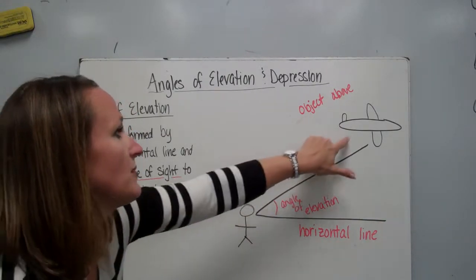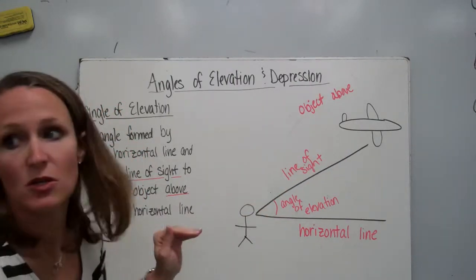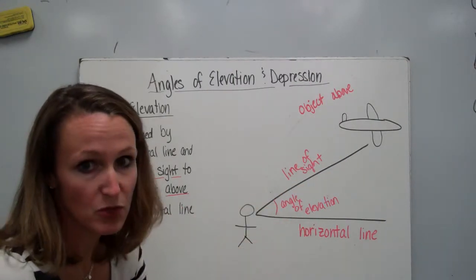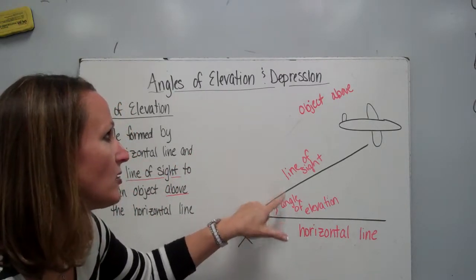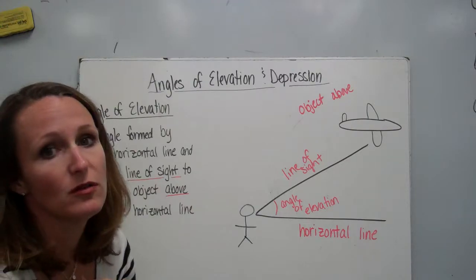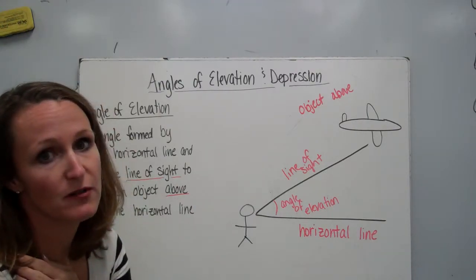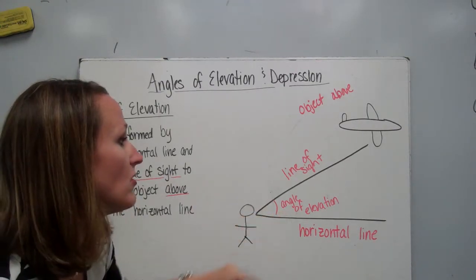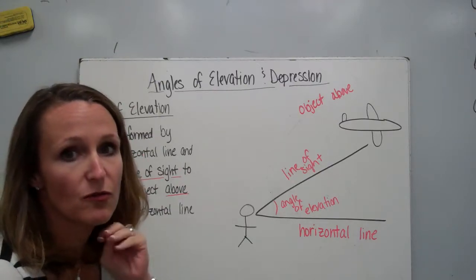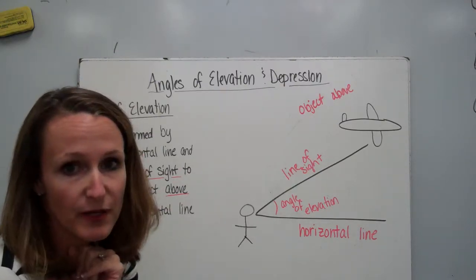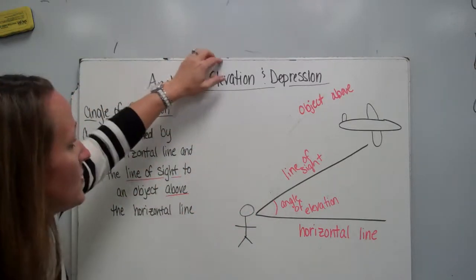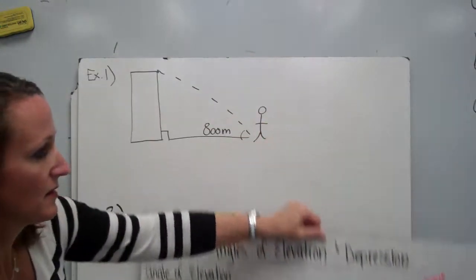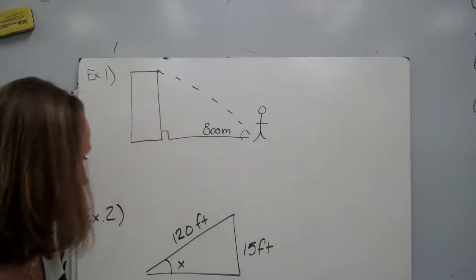So here's what I'm talking about by the line of sight. Between the line you see when you look straight out and the line looking up at this airplane, you have an angle. The angle between your line looking straight in front of you and the line looking up is what we call the angle of elevation. So the angle from you looking up at the airplane in the sky is what we will call the angle of elevation. Okay, so let's do some problems that use the angle of elevation.